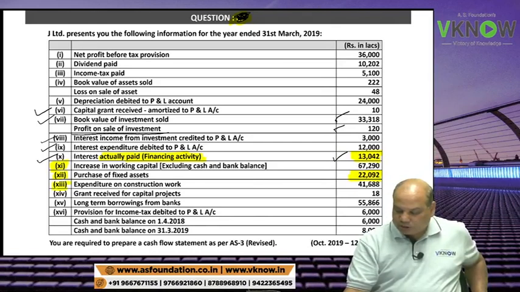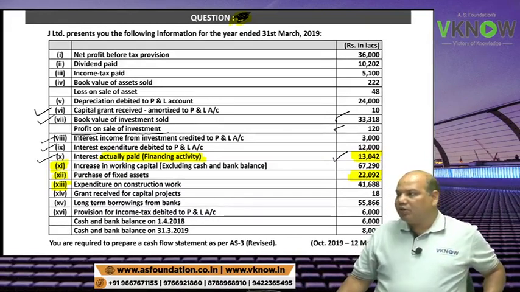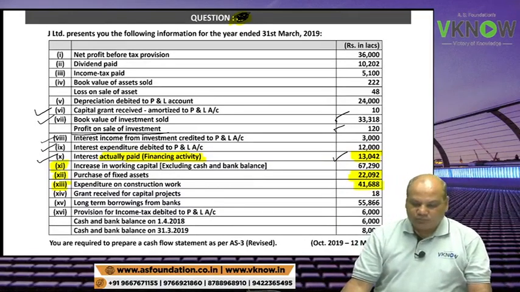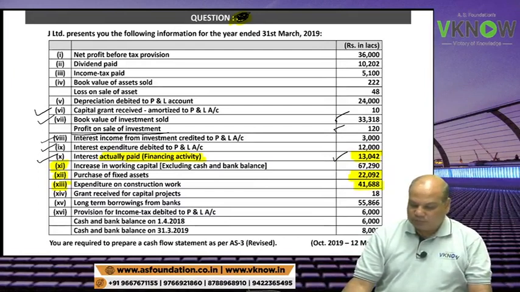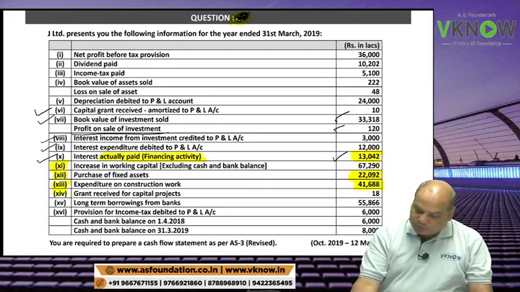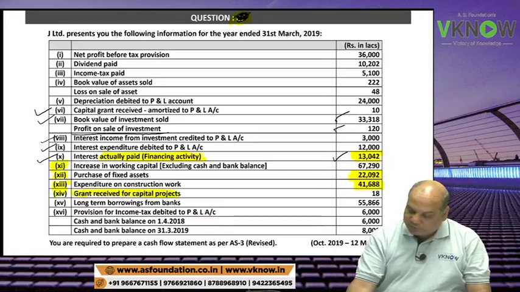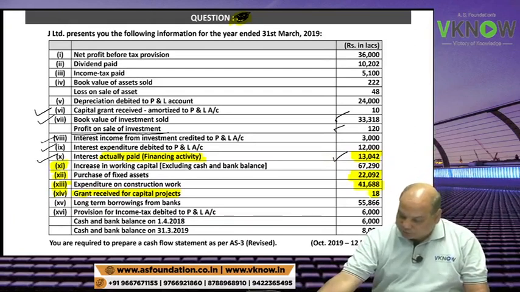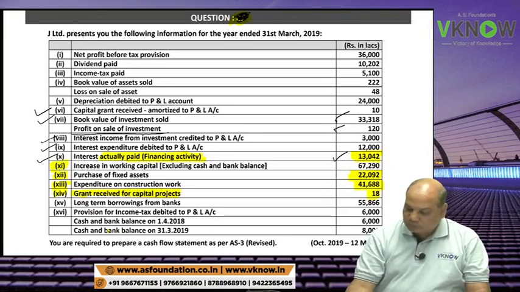Point number 13. Expenditure on construction work, 41,688. Point number 14. Quickly write down grant received for capital project. Actual grant received is 18.